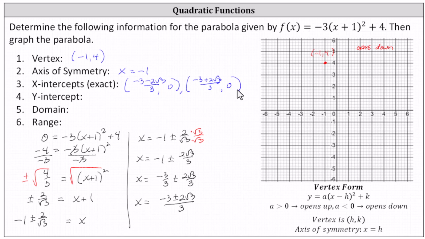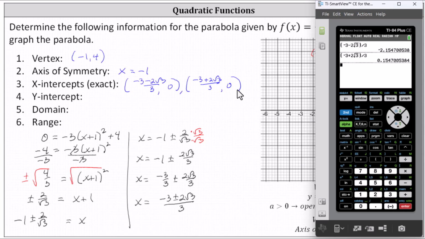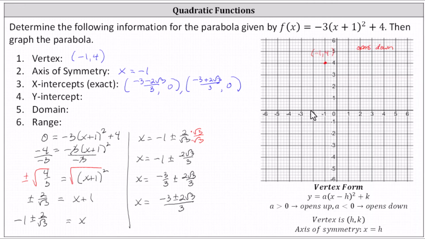Now to plot these on the coordinate plane, we'll want to get decimal approximations, which I've already done. The x-intercepts are approximately negative 2.15 and 0.15, which should be approximately here, and let's say here. Again, this x-intercept is negative 3 minus 2 square root 3, all divided by 3 comma 0, and this x-intercept is negative 3 plus 2 square root 3, all divided by 3 comma 0.